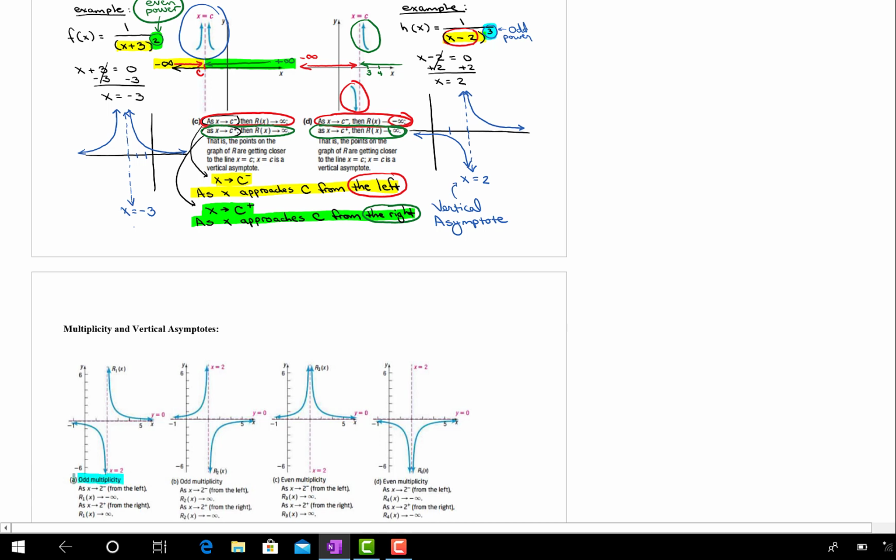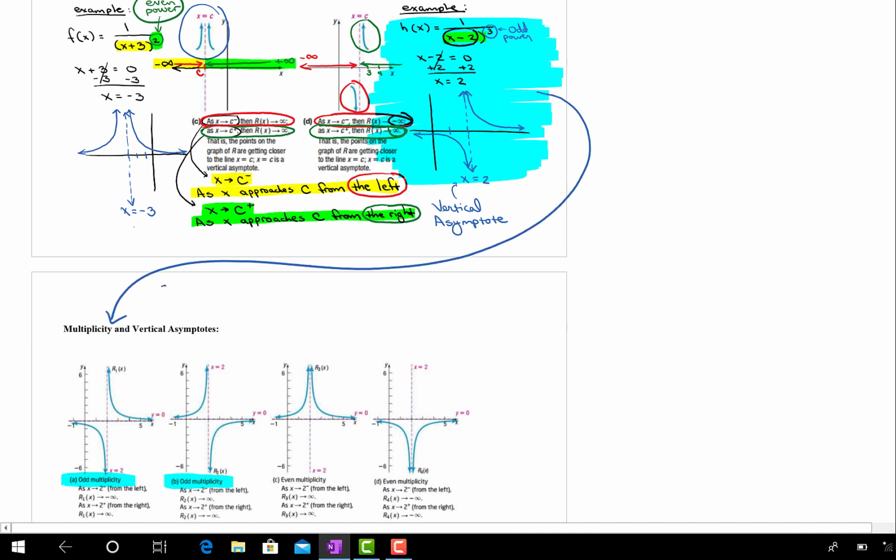Now I'm trying to make this connection here with these examples that I have written down. So these first two say odd multiplicity. So for A and B down here, you're going to refer to this example that I'm highlighting in blue. This is an example of odd multiplicity.